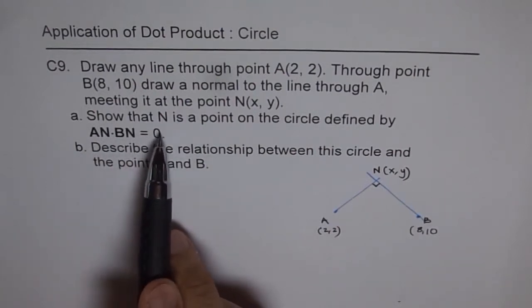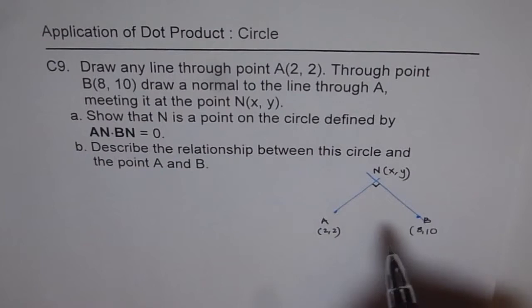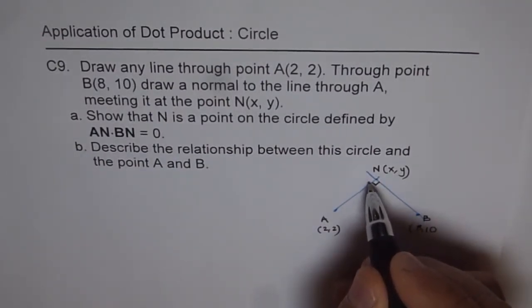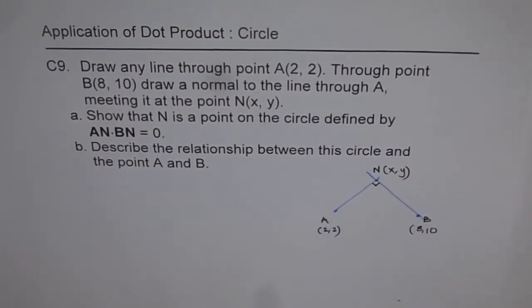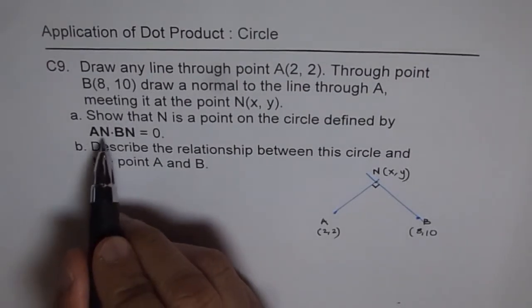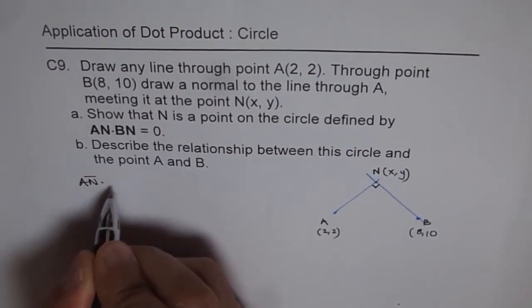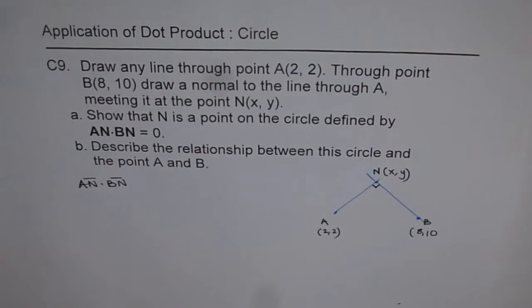Show that N is a point on a circle defined by AN.BN. So this is a circle defined by AN.BN equals 0. That is what they're trying to say. Let's figure out what is after all AN.BN. We are given some coordinates, and let's figure out what is AN.BN.